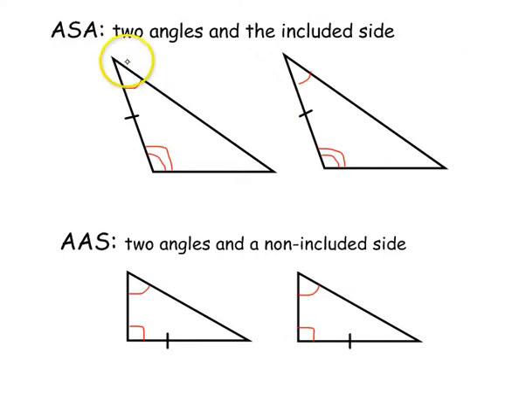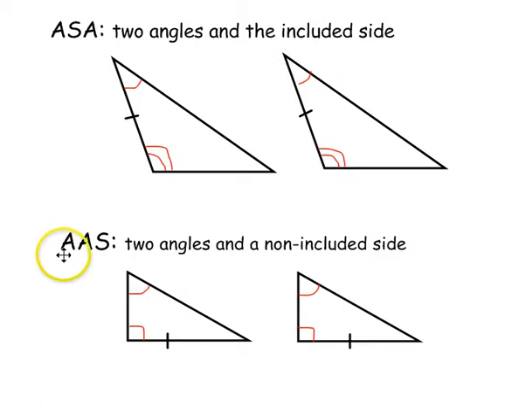So you'll see these two triangles each have their top angle that's equal in measure, and they have this bottom left angle that are equal in measure. And the side that's in between those two angles is also equal in measure. Therefore, these two triangles are congruent by angle-side-angle.